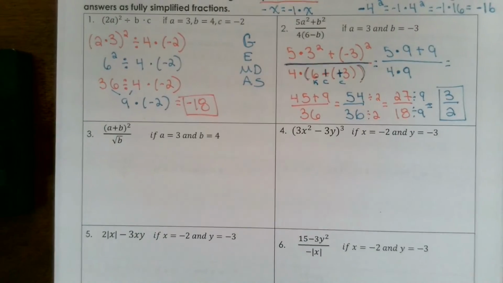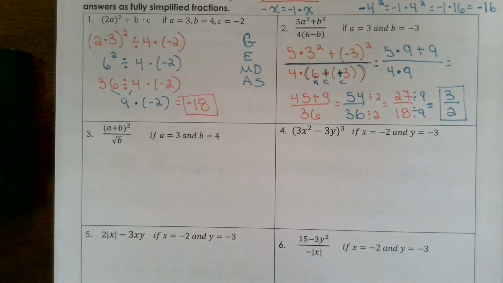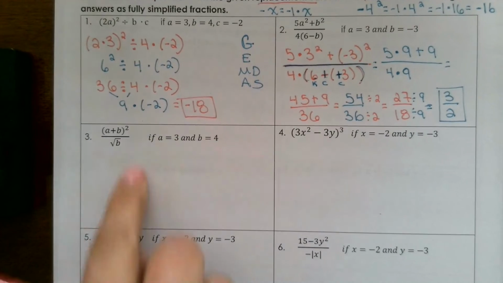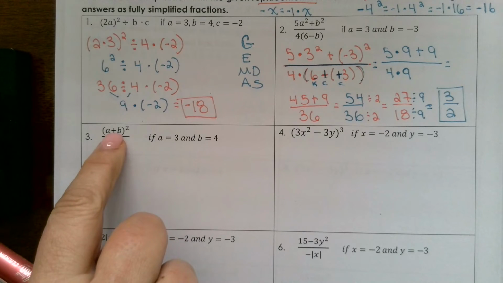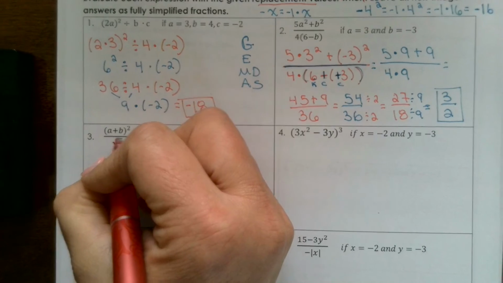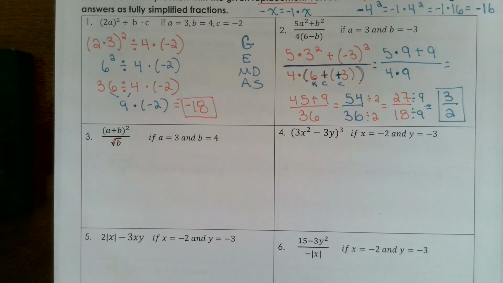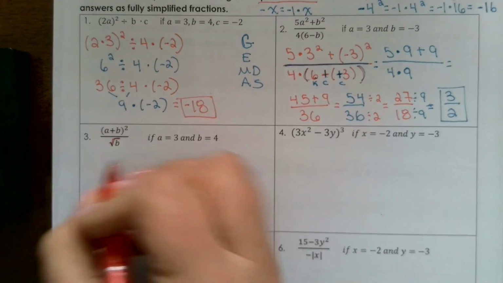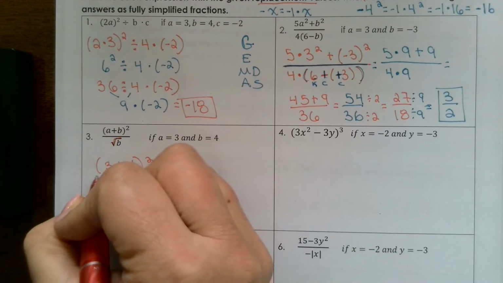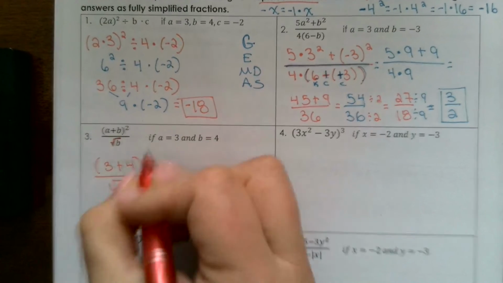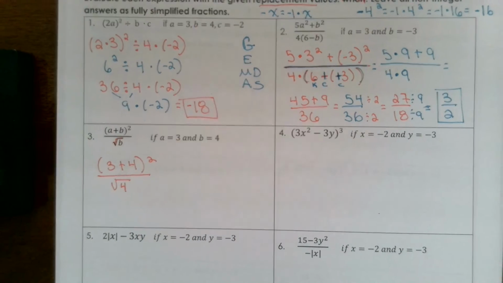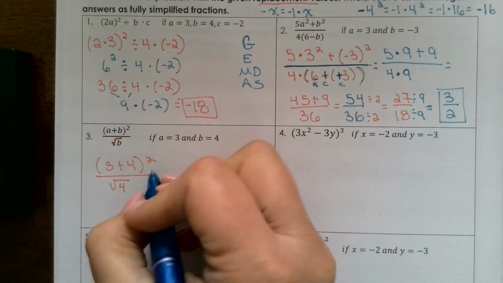Okay, we're going to get to number 3 and 4 in this video. Let's take a look at number 3. I've got a long fraction bar, so I know I'm going to do some evaluating in the numerator. And I've got this symbol. If you don't remember it, it's called a square root or a radical. Let's substitute, no negative numbers, so I just have 3 plus 4 squared in the numerator over the square root of b, which is 4.